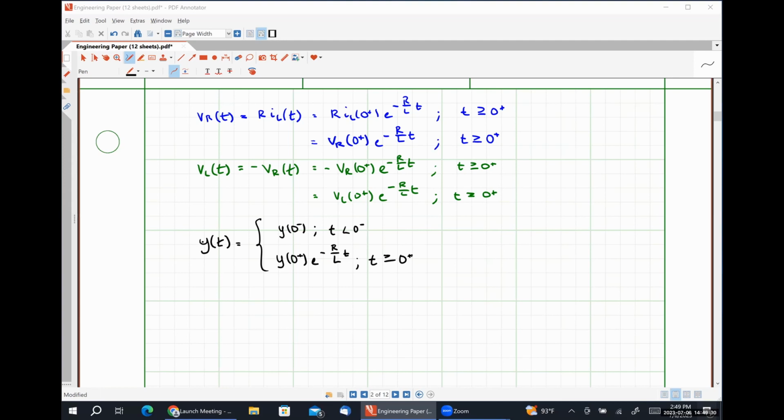For the purposes of this class, transient analysis is going to stop with these DC circuits, going from one DC steady state to another DC steady state. In fact, in the upper level electrical engineering classes, you don't really deal with transient analysis directly. You wind up using things like Laplace transforms to describe transient problems using time varying sources, just because the math gets so wildly difficult.